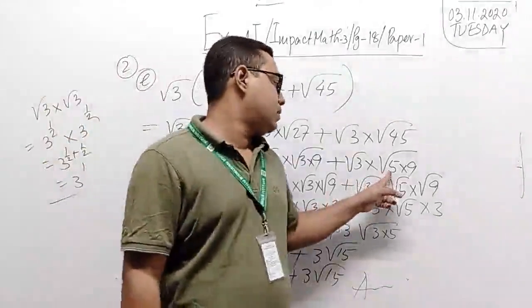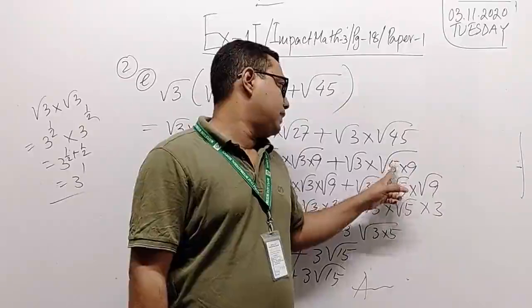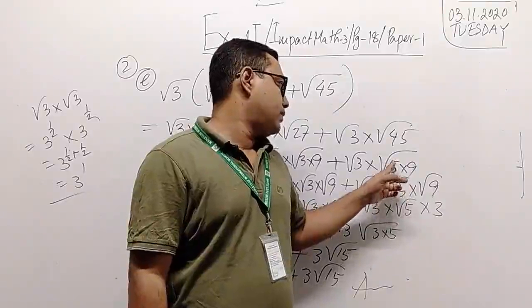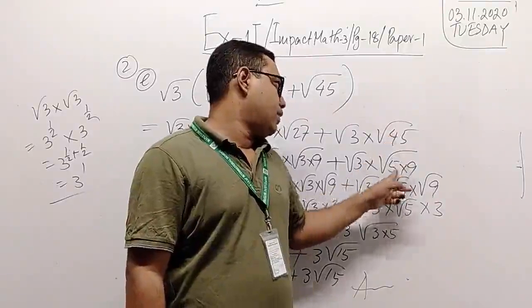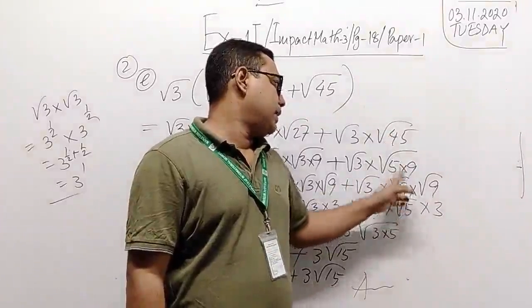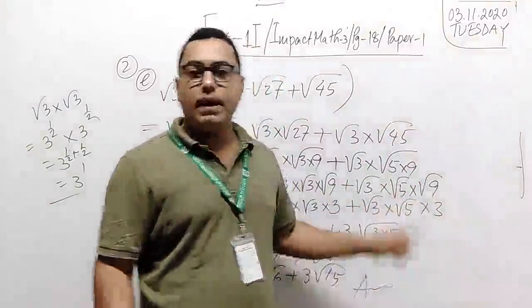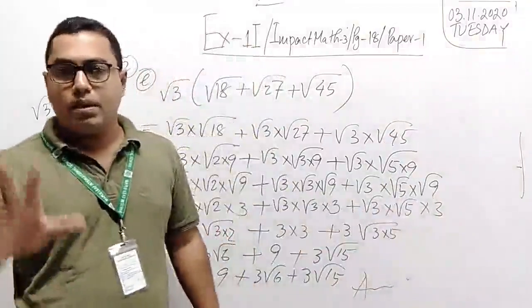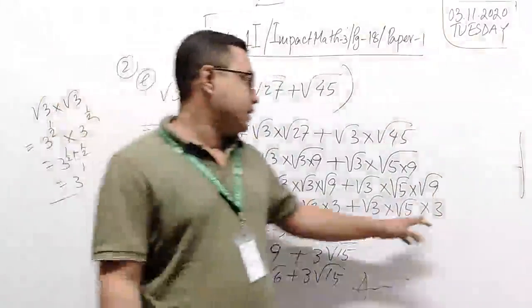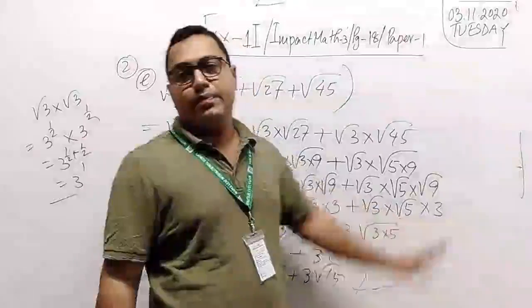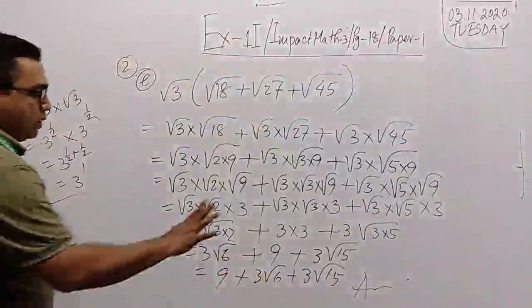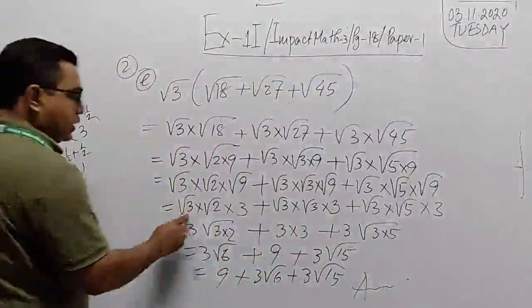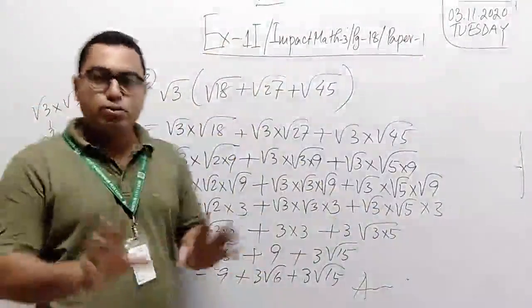Here we can just simplify them. Just we are solving in short form. 45 is 5 into 9, square root of 5 multiplied by square root of 9. Square root of 5 is an irrational number. It is in short form, no problem. Then square root of 9 is 3. Now look here, square root of 3 and square root of 2, two short forms.